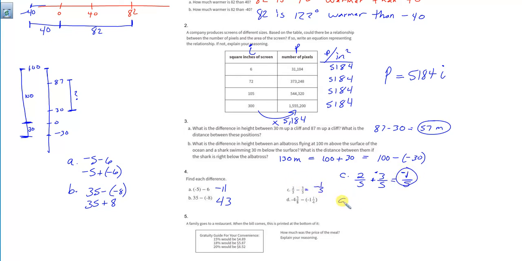Alright, last one, D. I'm going to go ahead and rewrite it as an addition statement. Negative 4 and 3/8 plus 1 1/4. So I already have it in addition form. I added the opposites. The signs are different, so I need to subtract them. So my subtraction setup would, let's go up here. I've got more space up here, so this is where I'm going to work it out.